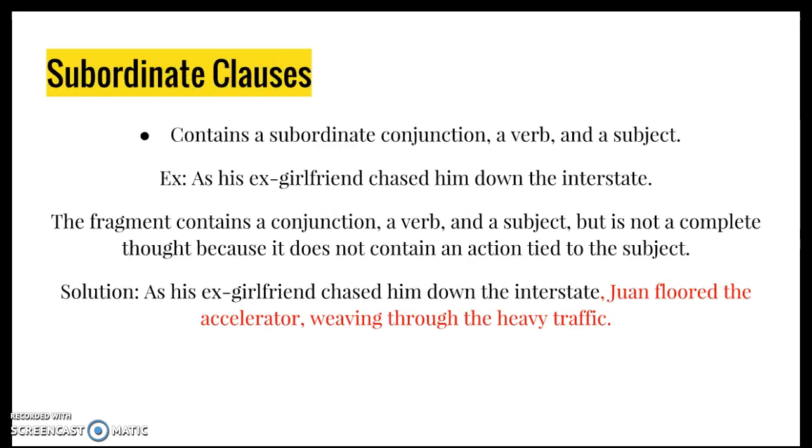A subordinate clause contains a subordinate conjunction, a verb, and a subject. So, for example, "as his ex-girlfriend chased him down the interstate." The fragment contains a conjunction, a verb, and a subject, but is not a complete thought because it does not contain an action tied to the subject. Our solution to the fragment is, "as his ex-girlfriend chased him down the interstate, Juan floored the accelerator, weaving through the heavy traffic."